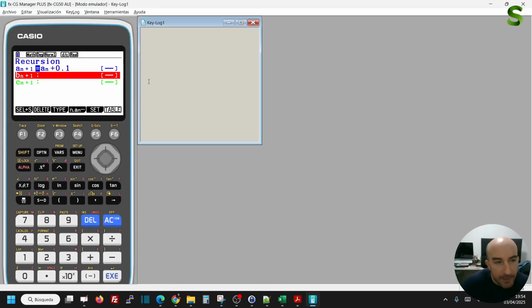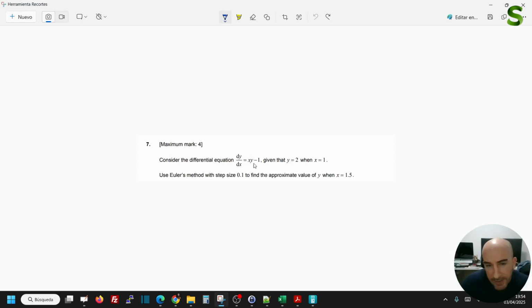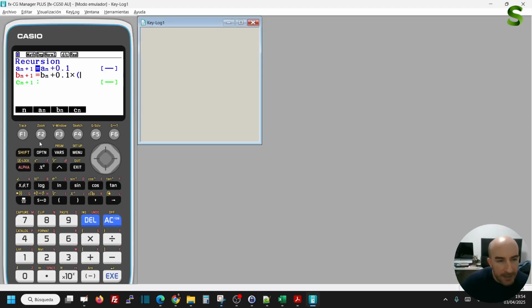So now let's fill in the y's. The next value of y, we said, was the previous value of y, bn, plus the step, which is 0.1, times the derivative. So now I'll open a parenthesis, and I'm going to directly write the derivative. But instead of x and y, I'm going to write an and bn. So that's going to be an times bn minus 1. Close the parenthesis. So that's nearly done.